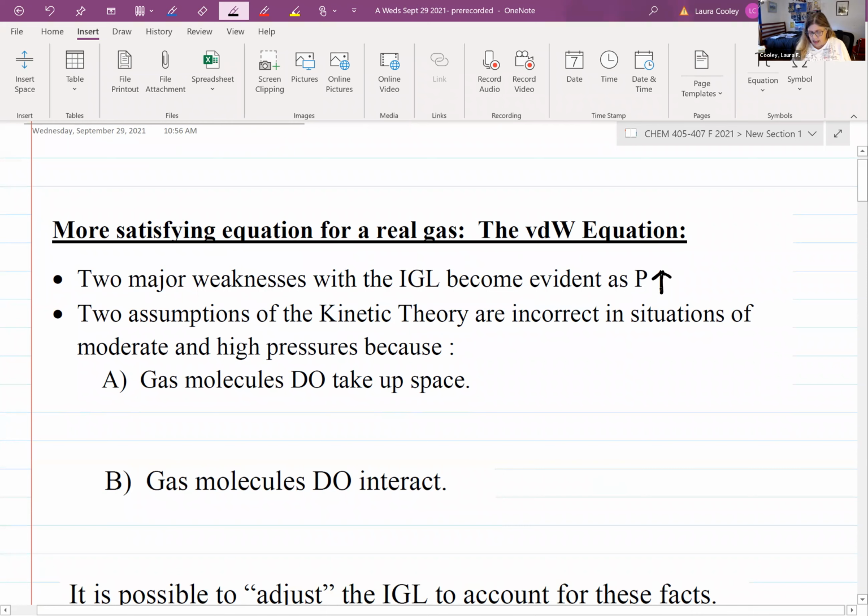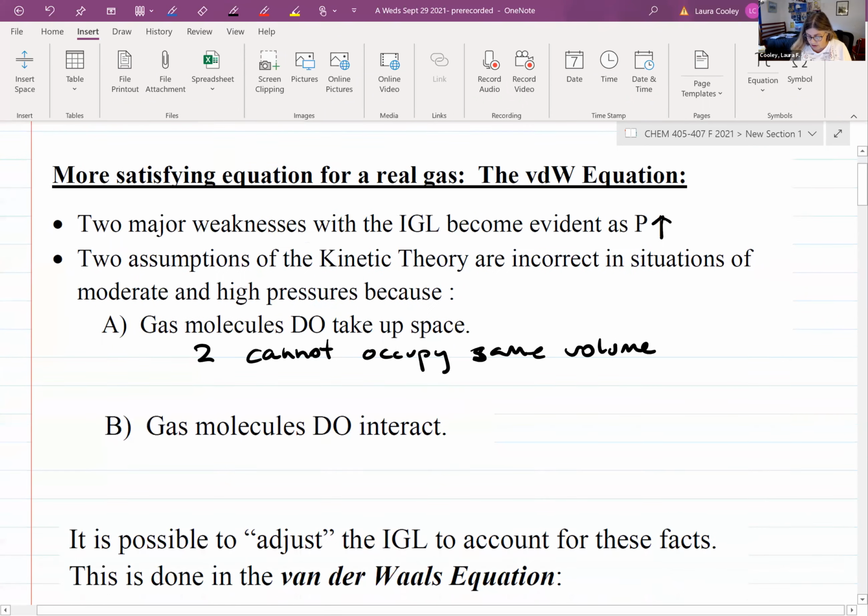So the kinetic theory, if you remember, assumes that gas molecules have negligible volume, but actually gas molecules do take up space. I mean, the molecules themselves, not talking about them expanding to fill the container volume, but they do have their own volume, so they do take up space. And so what happens is that two of them cannot occupy the same volume. I'll show you what that leads to. It leads to something we call excluded volume.